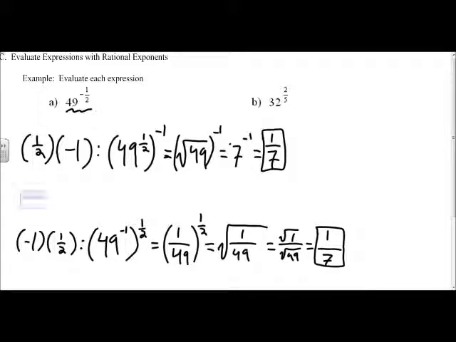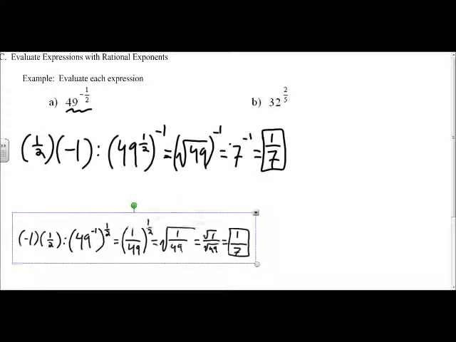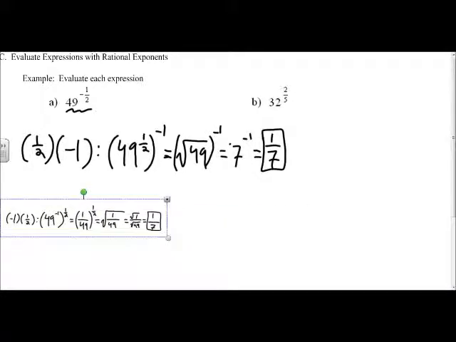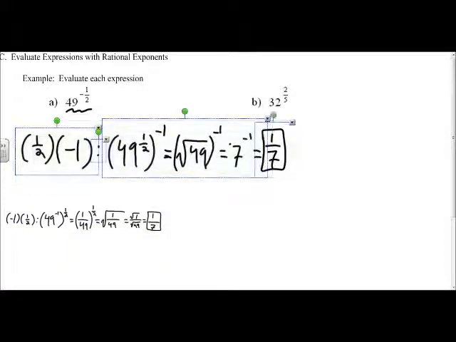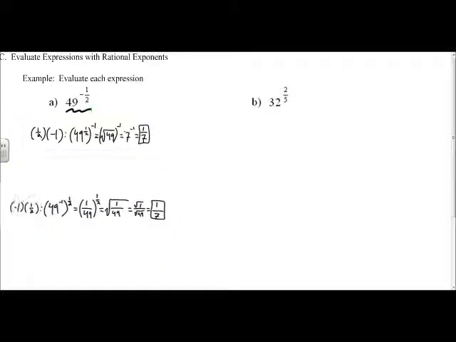So both ways work, but it's just a matter of which one you are more comfortable with. If you use either of these on the homeworks or quizzes or tests, they will all work. You just want to find which one is most comfortable for you to use.